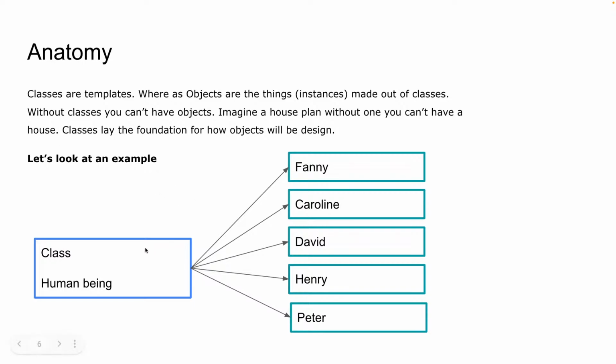So if you look at this example that I've shared here, we can have a class called human being, and from the human being we can have an instance called Fanny, another instance called Caroline, another called David, another called Henry, another called Peter.